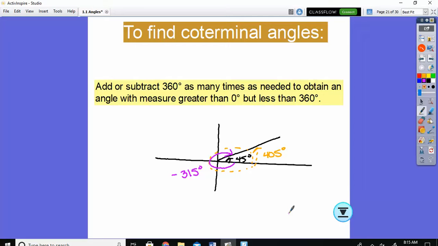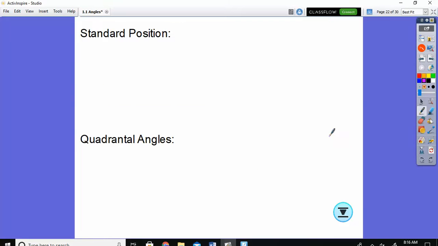So what we can do is add or subtract 360 until we get just a number between 0 and 360. If you have a negative, you add that 360. If you have a really big positive number, you can subtract 360. And you could do it multiple times if needed. I'm going to show you an example of that in just a second, but I just want to touch on these two definitions first.